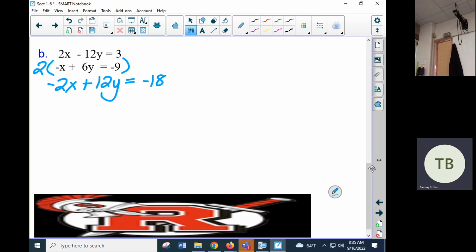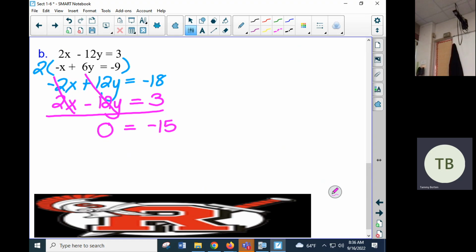Then I'm just going to bring the other one down and put it right below it: 2x minus 12y equals 3. Now, notice these cancel as well as these. So that means you have 0. And then -18 plus 3 is -15. So again, if it's 0 equals 0, it's infinitely many solutions. If it's 0 equals any other number, then it's no solution.